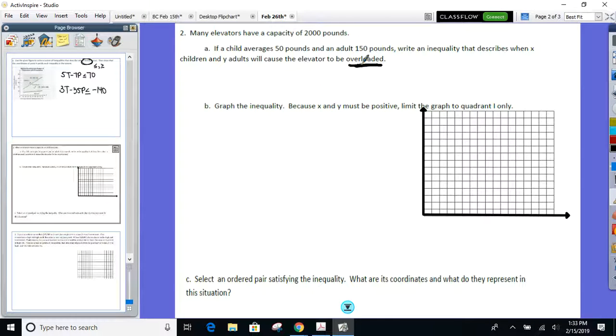How much does the average kid weigh? 50. How do I represent that? 50x, because x is for children. So 50x. How do you represent the adults? Plus 150y. Now here, be careful. You want it to overload. So think about the symbol I should put here.